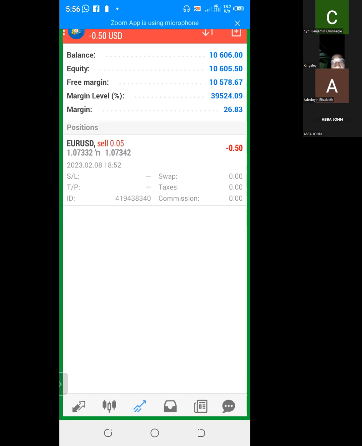So if we now want to modify, let's say in the market, they would have given you the take profit and stop loss. But for now, we are just doing practical. Let's say they did not give us take profit. I now told you to add 50 pips as stop loss.